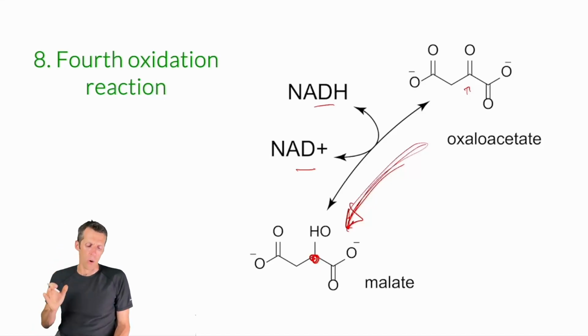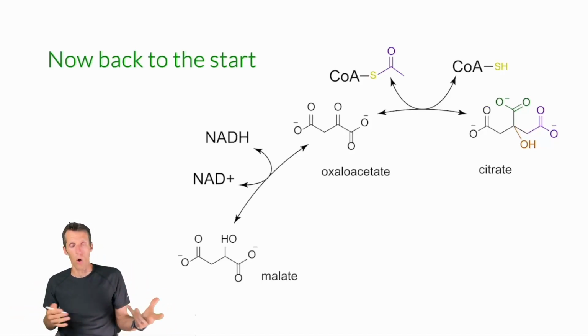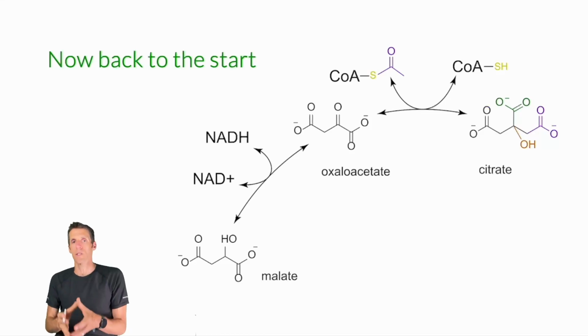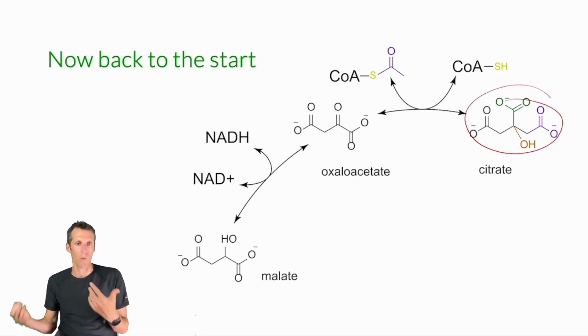Okay. Now, we've seen oxaloacetate before, and what that actually means is we made it all the way around the cycle, right? So now this oxaloacetate is well positioned to have a condensation reaction with an acetyl-CoA, making citrate, and the cycle can then go on and keep going.